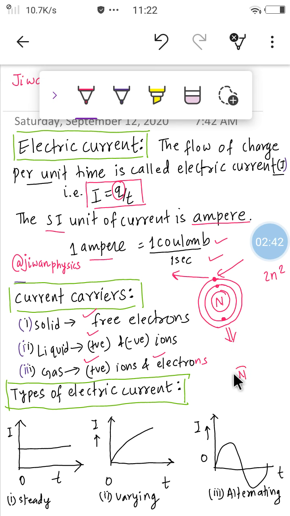So we have nucleus and we have innermost orbit. So there are two electrons in innermost orbit. Now since the electron is knocked out or removed, we have vacancy of one electron, or there is deficiency of one electron in the outermost orbit. Now this atom with one electron less is called positive ion. So there is deficiency of one electron.